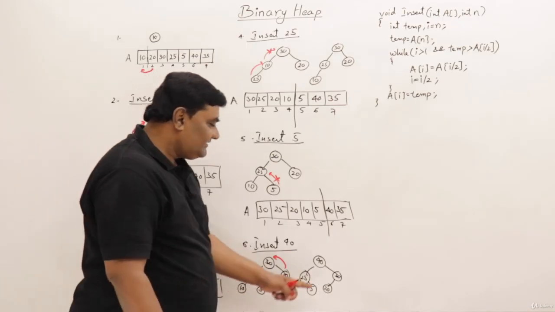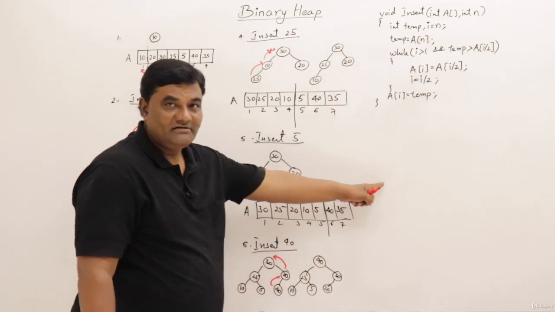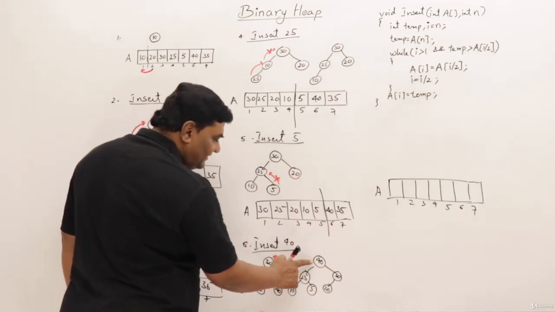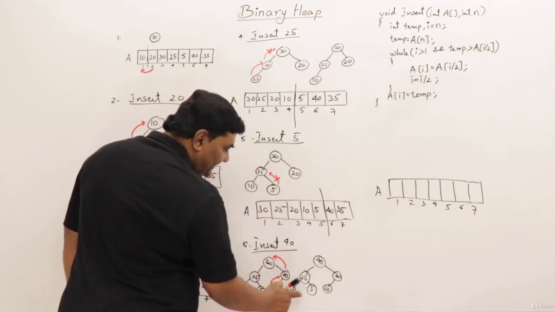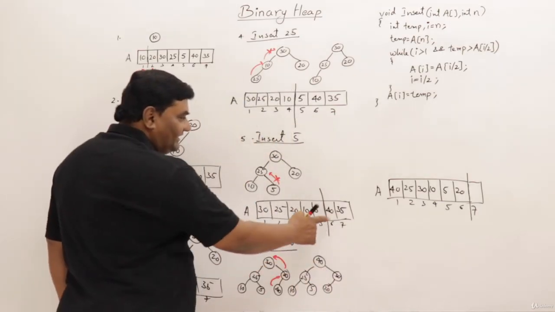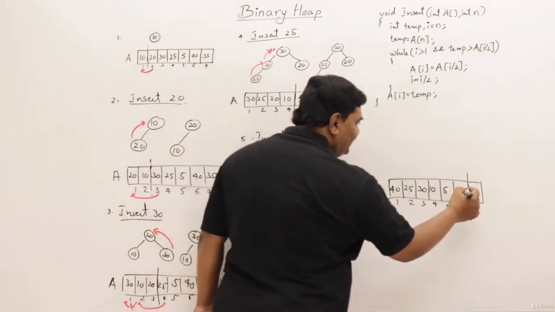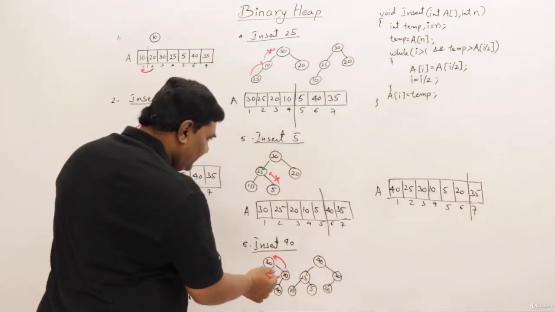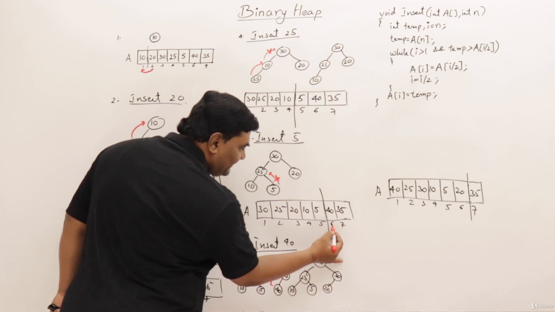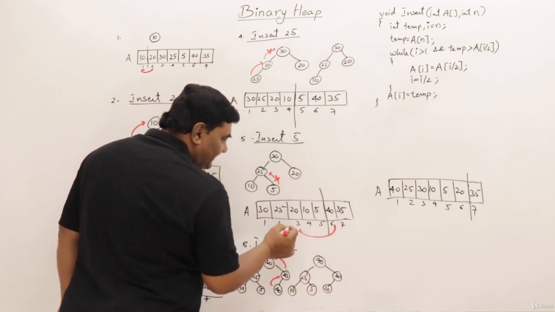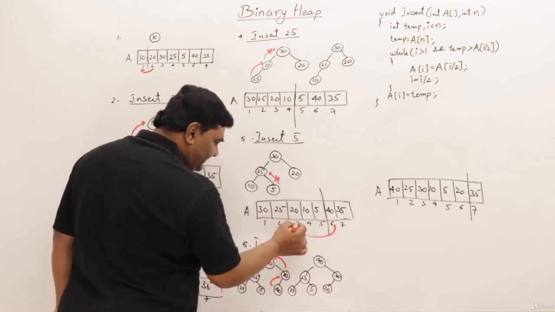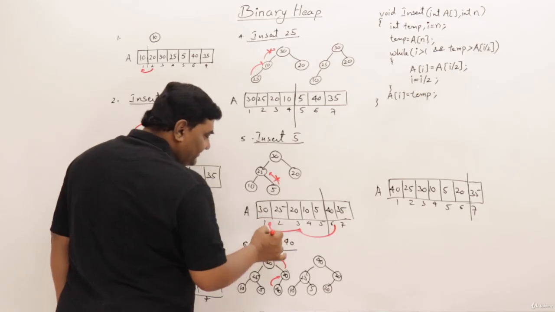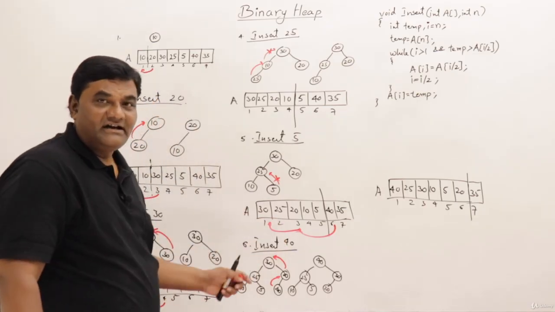So the resultant array, there is no space, I will draw it here. Elements in the heap are 40, 25, 30, 10, 5, 20. And the last element remaining to be inserted is 35. When 40 was inserted, it was compared with the parent, 6 by 2, that is 3. Then again its parent, 3 by 2 is 1. So it was compared like this and it was swapped.